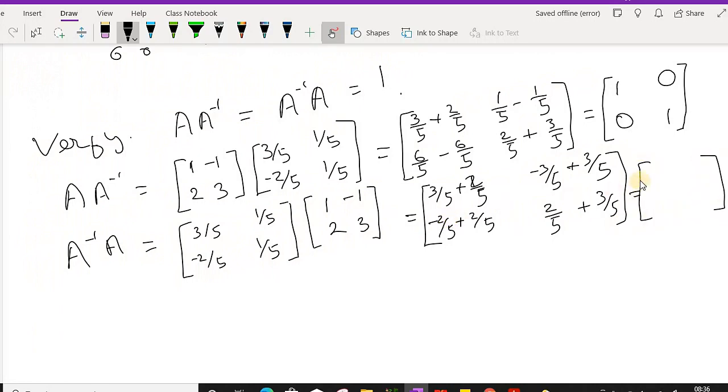Now you add them, you get 1, 0, 0, 1. So you see we got this is 1, this is equal to I. Therefore, verified. So don't worry about writing all these things. You just try to understand.